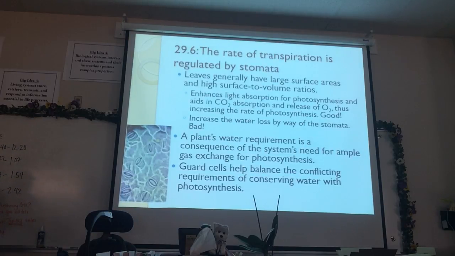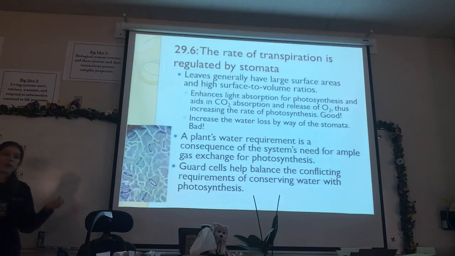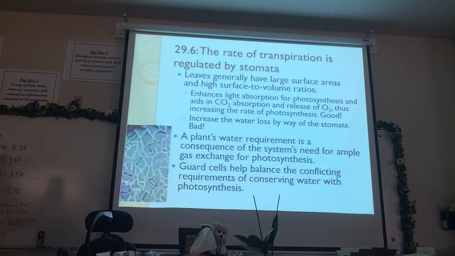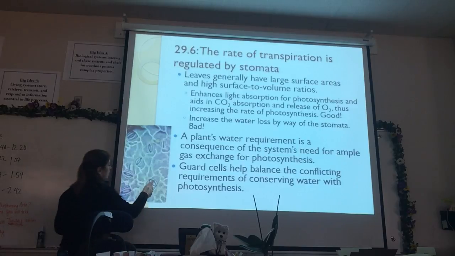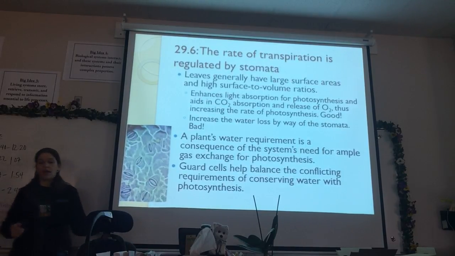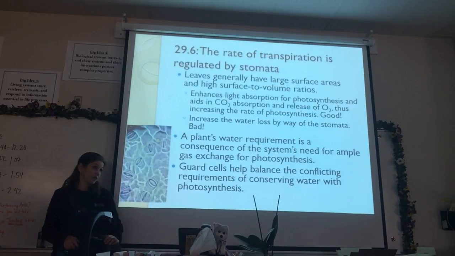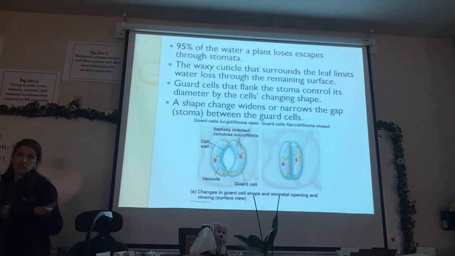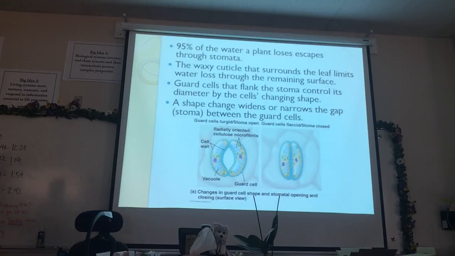So this is a compromise. The plant needs to have the stomata open for gas exchange, but doesn't want to leave the stomata open for more time than they have to be because of this extra water loss. And so these two cells on either side are called guard cells, and they're the things that actually help balance this conflict between the needs of the cell to keep water as well as undergo photosynthesis.